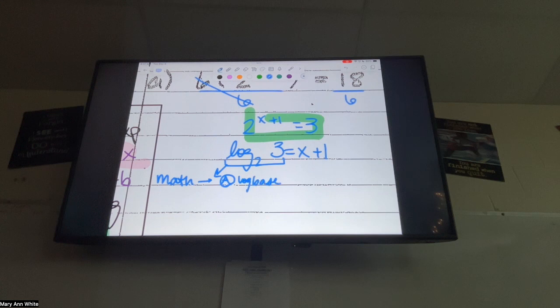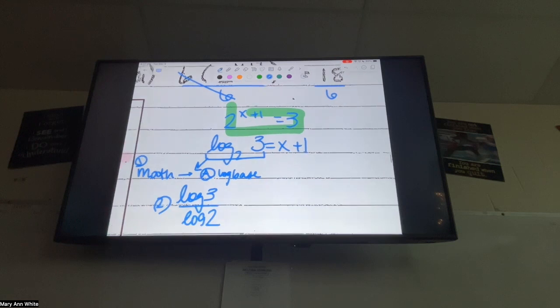And then you can enter that in. Some of you with much older calculators, you're going to have to do log of 3 divided by log of 2. Log of 3 divided by log of 2. Those are your 2 options, either math or log base 3 divided by log base 2. And I'll go do both on my calculator.